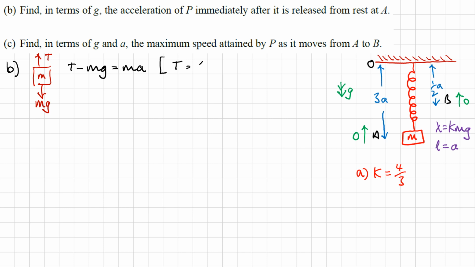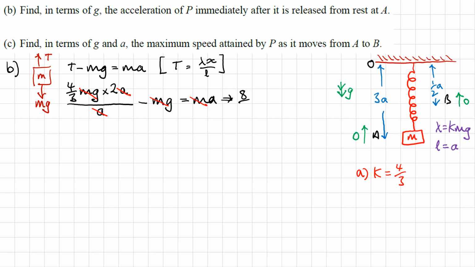Now T is equal to lambda x over L. So the tension is going to be lambda, so that's going to be 4 over 3 mg, because we worked out the k, so 4 over 3 mg. The extension of the spring, natural length is a, so the extension is 2a, so times by 2a, divided by the natural length, which is a, minus mg is equal to ma. Now I can cancel out the m's because every term has an m in it, and these a's are going to cancel out as well. So what we have is 8 over 3g minus g is equal to a.